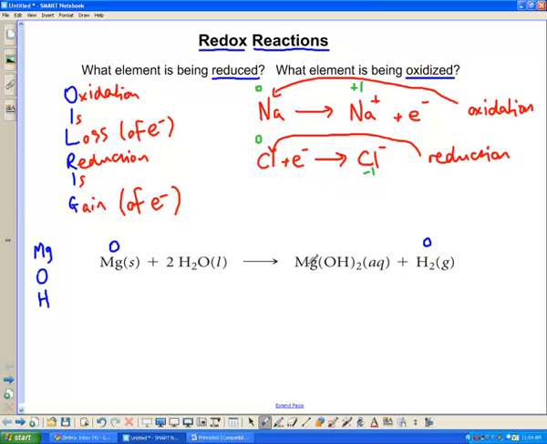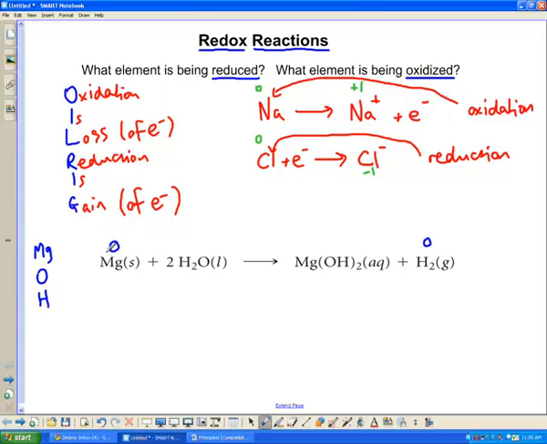And one thing that should give you a sign that something's happening is, here the magnesium's by itself. Here it's not. Because the magnesium is with something else, it's going to have a charge other than 0. And because the hydrogen's 0 here, when it's with something else here, it's going to have an oxidation state of something other than 0. So this tells us, first of all, this is going to be a redox reaction. But now we've got to figure out what's being reduced and what's being oxidized.